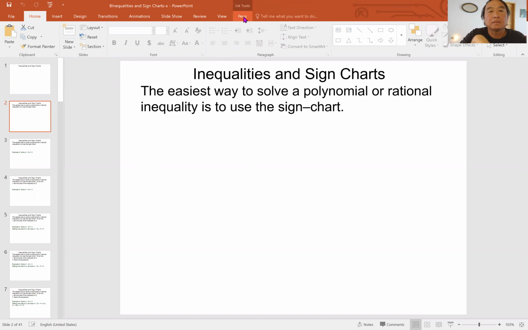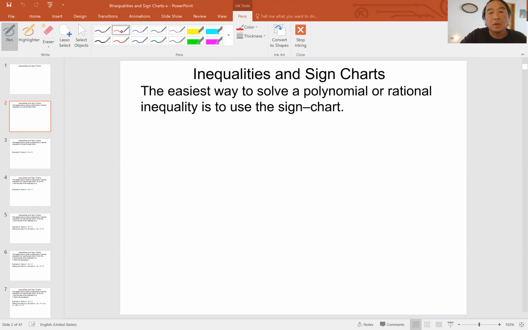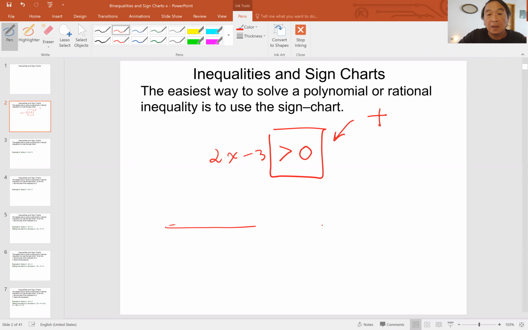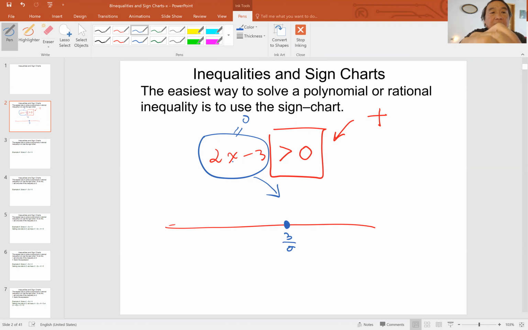So, for example, for an easy one, we want to solve 2x minus 3 bigger than 0. And remember, bigger than 0 means it's positive, okay? So we draw the sign chart of 2x minus 3 and find out where it is 0. Of course, that's at 3/2. So we mark down 3/2. We do the sign chart of 2x minus 3. We will find plus is on this side, minus is on that side.